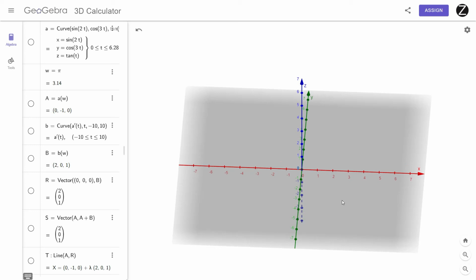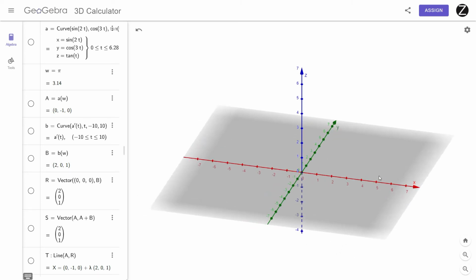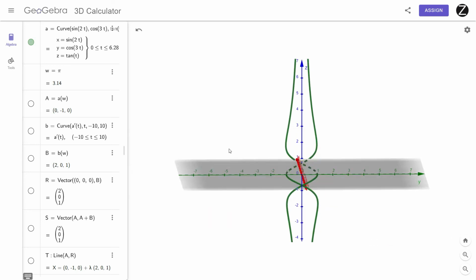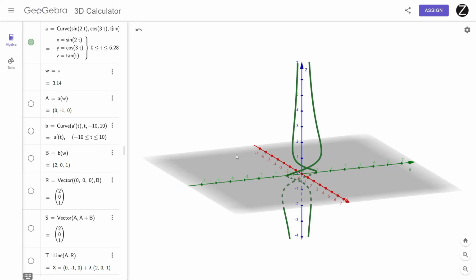Okay, for this example, we see we have 3 axes. This red one is the x-axis, this green one is the y-axis, and the blue one is the z-axis. So like before, let's start by plotting the curve. And I can move it around so you can see it a little bit better. So here we have our curve function.